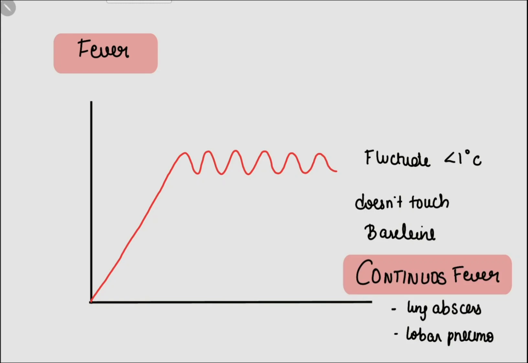Next, one of the favorite questions of examiners: fever types. When we convert it into graphical form, it will be easy to remember. So first, continuous fever, wherein there is a rise in temperature from the baseline, and at one point it fluctuates within 1 degree Celsius. So it doesn't touch the baseline. That's the continuous type of fever. It's seen in lung abscess, lobar pneumonia.